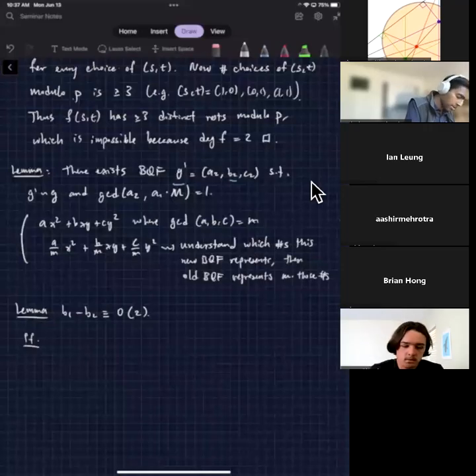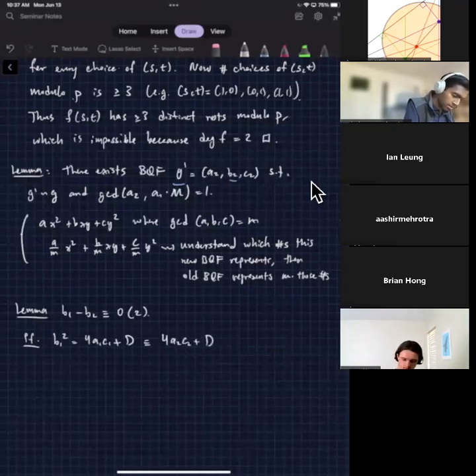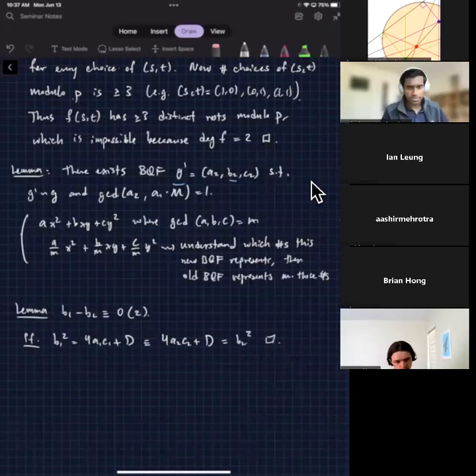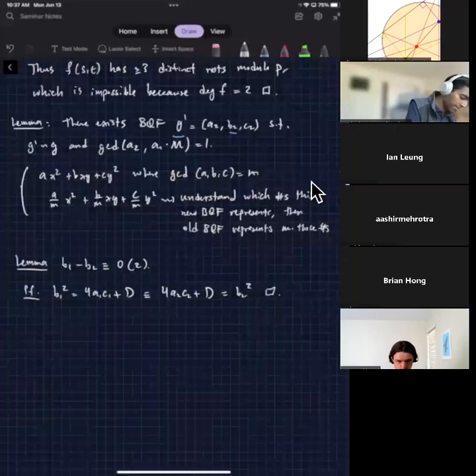So the proof, well, b1 squared is equal to 4a1c1 plus d. And that's congruent mod 2 to 4a2c2 plus d, which is equal to b2 squared. So that proves that b1 minus b2 is congruent to 0 mod 2. Okay. So now let's complete the proof of the proposition.